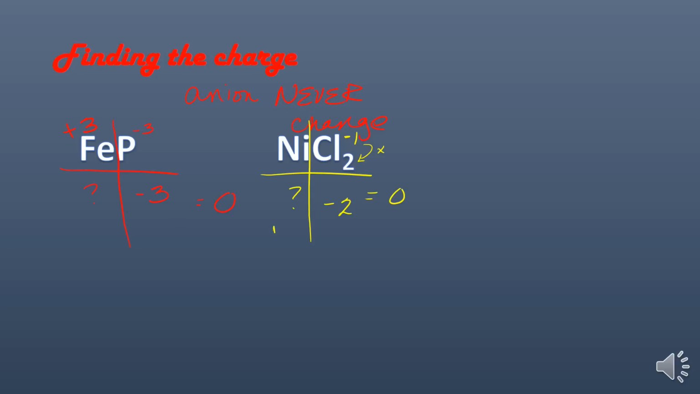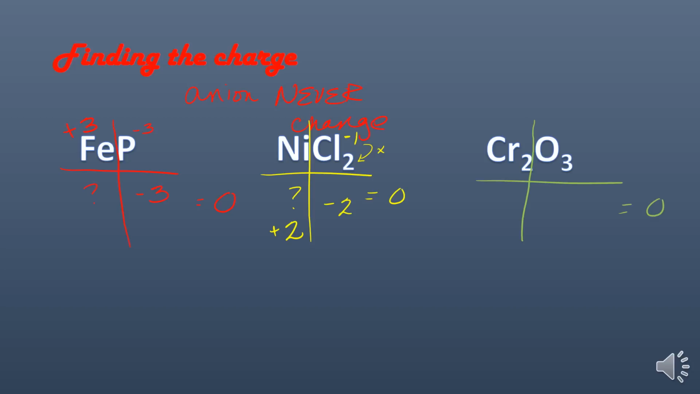Well, if you said +2, you are correct, because +2 and -2 does add to 0. One more, a little harder. Okay, whew, this one could be brutal. Let's see how we do. All right, I'm going to divide the cation from the anion. Oh, those are nice straight lines.